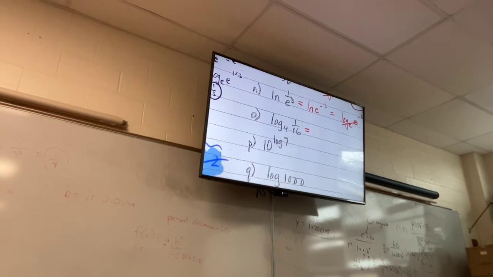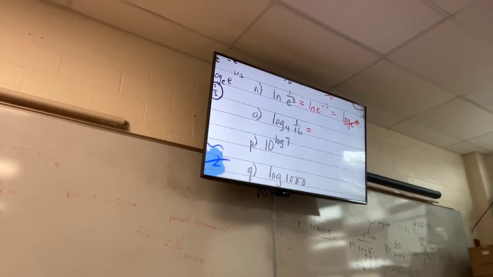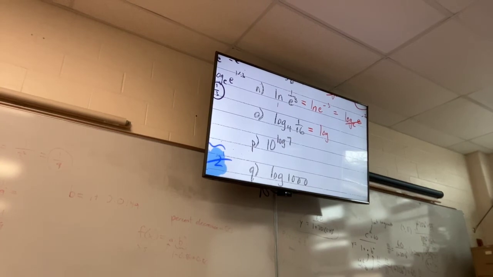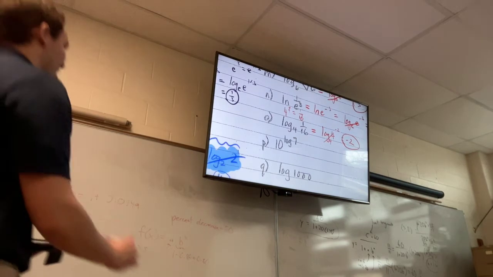Okay. 1 over 16 is the same as 4 to the what? 4 to the what equals 1 over 16? -2. That's the same thing as log base 4 of 4 to the -2. Those cancel, we're left with -2 there. Okay? You feel okay about this? Are we just copying down what I'm saying, or are we actually understanding?